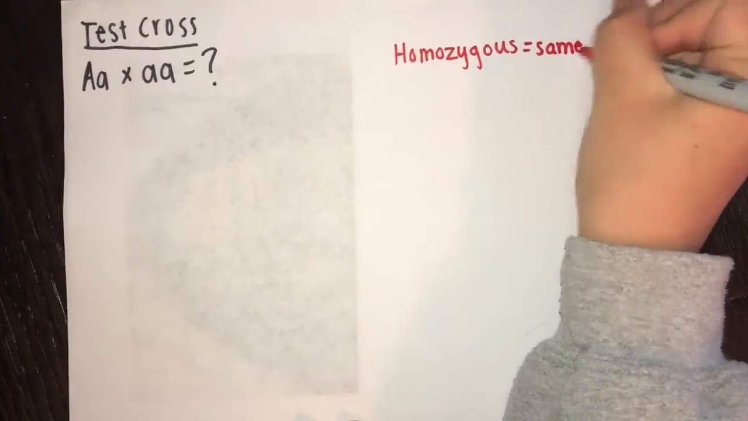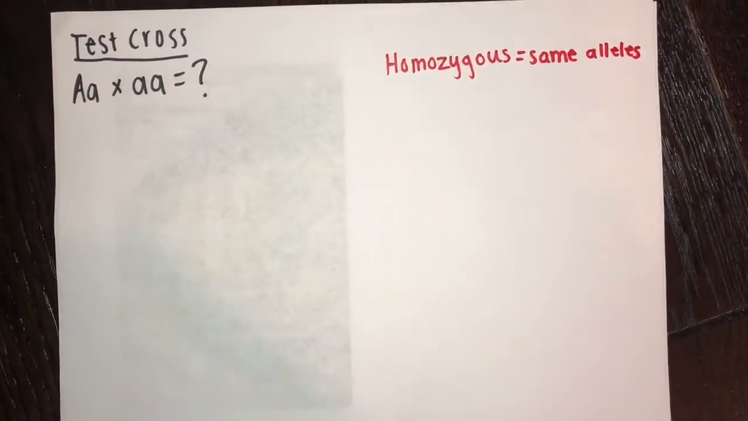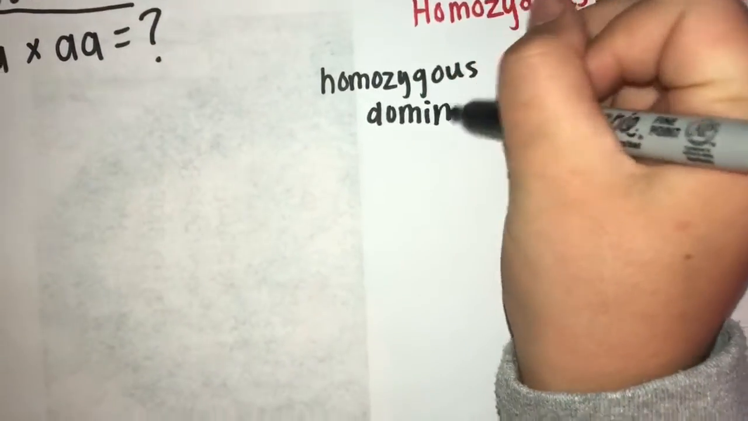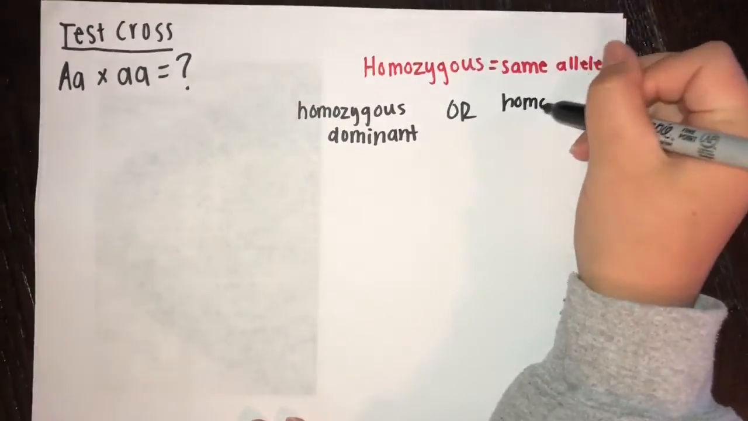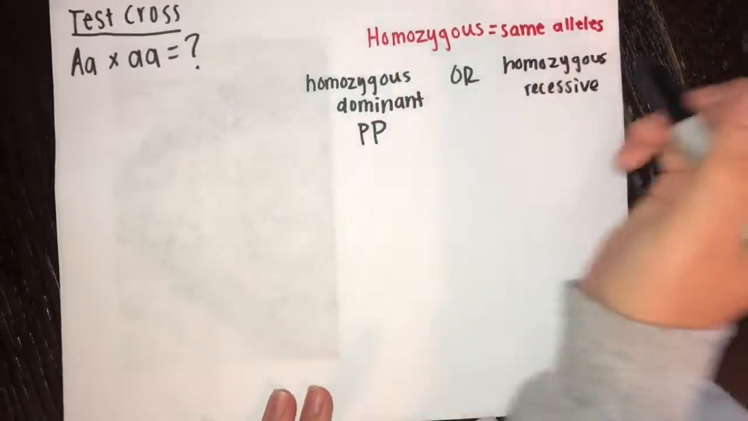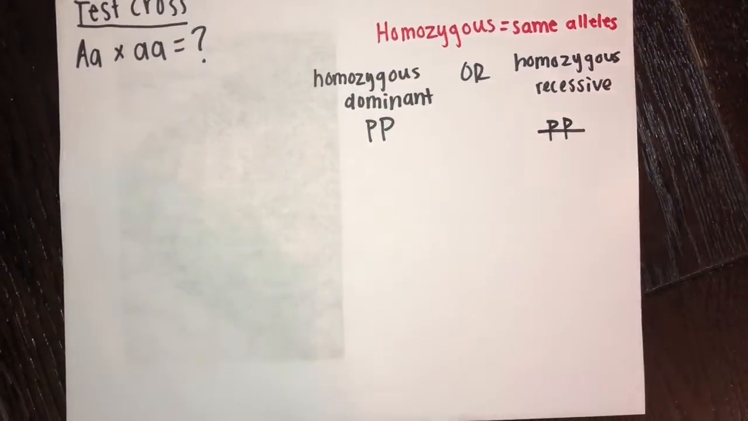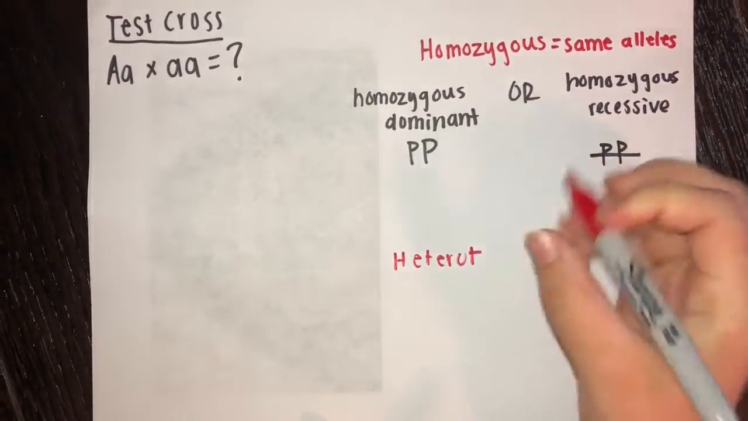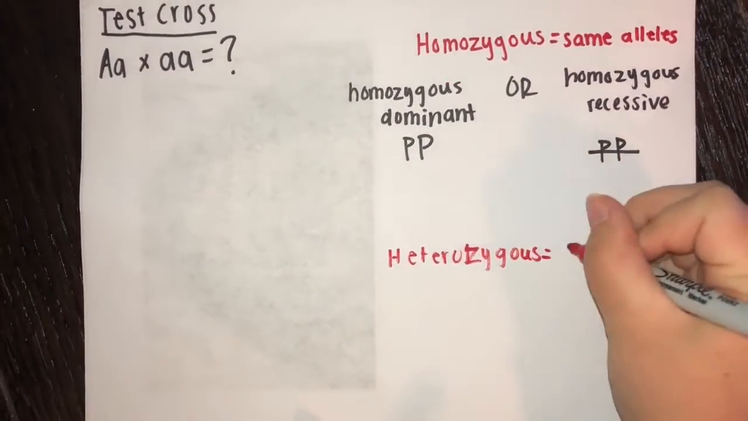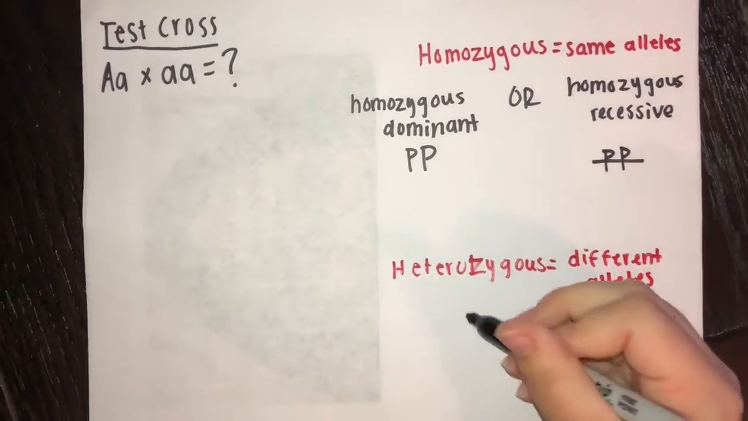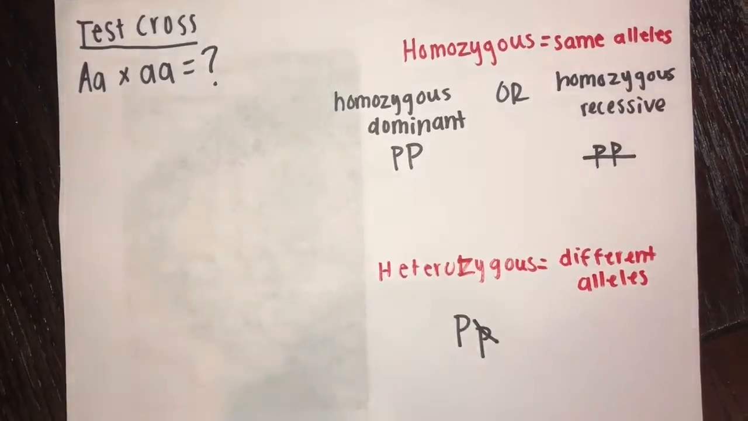Hold on, Sophia. Our viewers might need a little more information. It's time for a little vocabulary lesson. Homozygous means that a genotype has the same alleles. You can have 2 different types of homozygous genotypes: homozygous dominant or homozygous recessive. Homozygous dominant has 2 copies of the dominant allele, and homozygous recessive has 2 copies of the recessive allele. Heterozygous means that a genotype has different alleles.